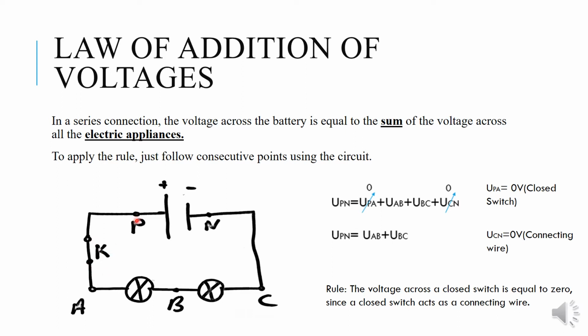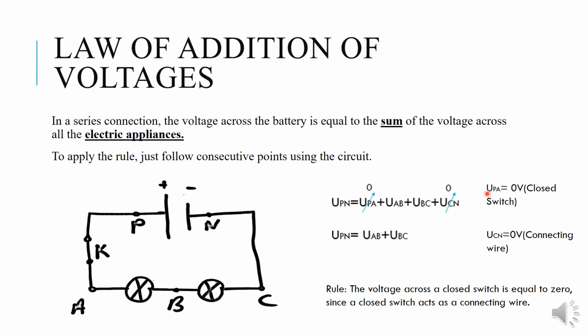So UPA is crossed out. Why? Since it is a closed switch and the closed switch acts as a connecting wire. So here's another rule. The voltage across a closed switch is always equal to 0. Why? Since a closed switch acts as a connecting wire. Okay, so we cross it out. UAB is the voltage across the first lamp. UBC, the voltage across the second lamp. UCN is a connecting wire, so it's crossed out. It's equal to 0.